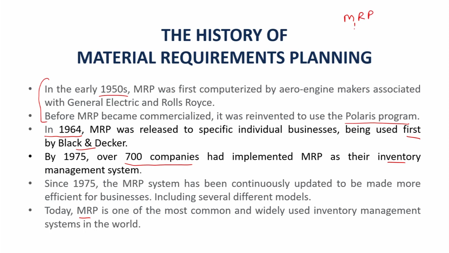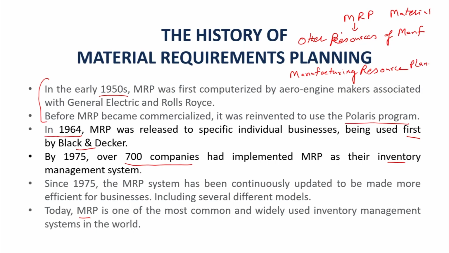When MRP took shape, it was only materials planning. Then people said that when it is so successful, why not include the other resources of manufacturing. So, it becomes manufacturing resource planning, not only just material. Material is one of the resources in manufacturing resource planning, because the abbreviation of this is also MRP. So, this was given the name MRP 2, and this is called MRP 2. This was developed, and MRP 2 includes MRP also.